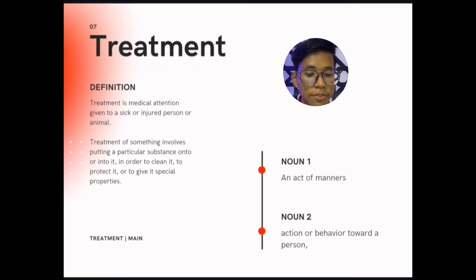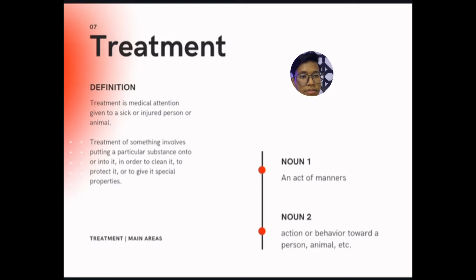And for treatment, the medical definition is medical attention given to a sick or injured person or animal. Treatment of something involves putting a particular substance into it, in order to clean it, to protect it, or to give it special properties. As a noun, treatment is an act or manner, and another noun meaning is action or behavior toward a person, animal, or something else.